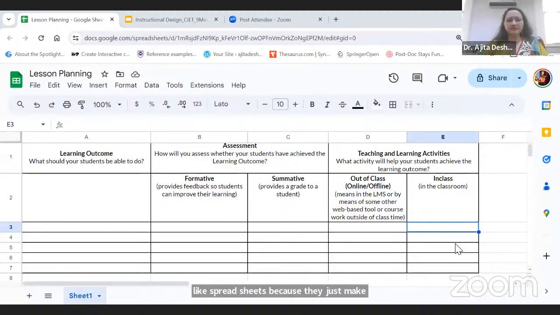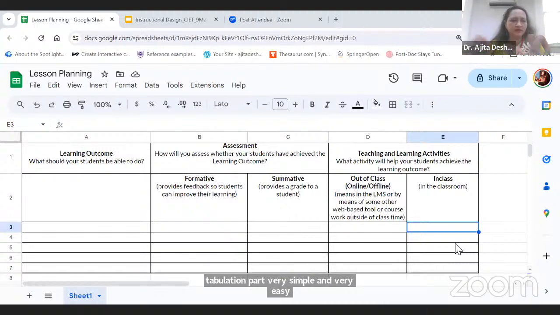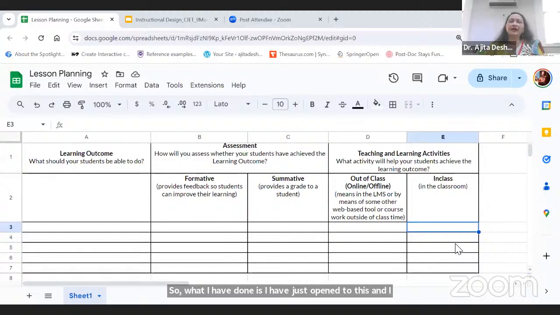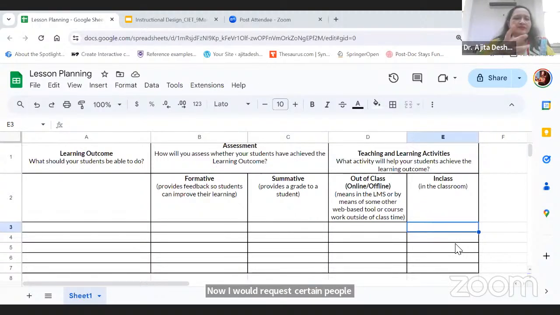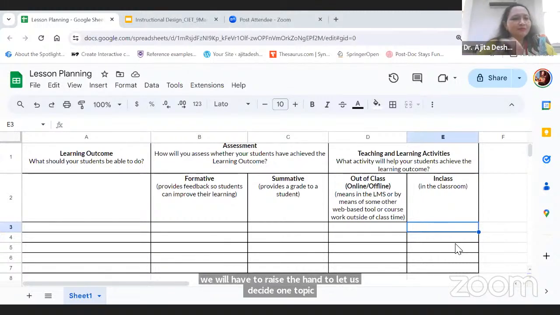So now comes the teacher's favorite tool, that is lesson planning. So here today I am using a spreadsheet because I like spreadsheets, because they just make the tabulation part very simple and very easy. So what I've done is I've just opened this and I've just copy pasted whatever was there. Now I would request certain people, of course we'll have to raise the hand, to decide one topic, one subject, and let's see how this goes. And then I'll give you some time, let's say 10 minutes or something, to actually fill this up.